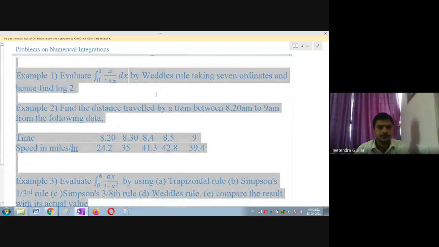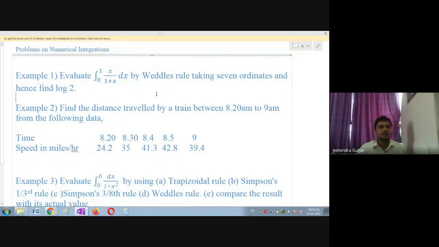Okay. So once again, good morning, students. Today we are going to start with our numerical integrations. In the previous lecture we discussed all the rules, and we also discussed Newton's Cotes quadrature formula. Derivations we are not interested in, only the formulas are important, and understanding the graph.